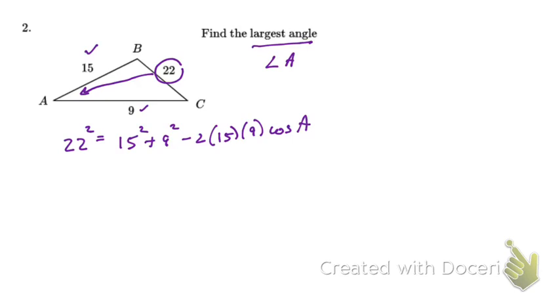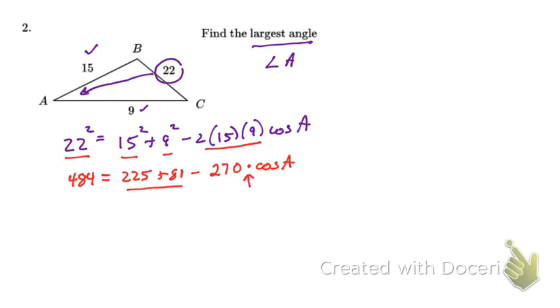Okay, so I do it in pieces. 22 squared is 484. 15 squared, 225. 9 squared is 81. 2 times 15 times 9, 270. And then we have times the cosine of angle A. Now remember that 270 is being multiplied by the cosine of angle A. These two are not. 225 and 81, however you have them in there. So go ahead and add those two together and get 306. Make our equation a little smaller.